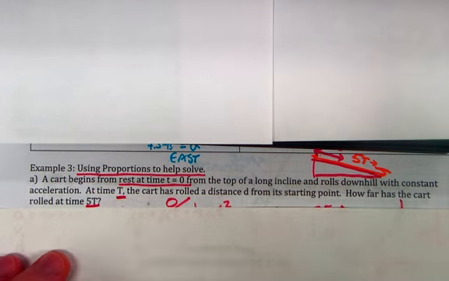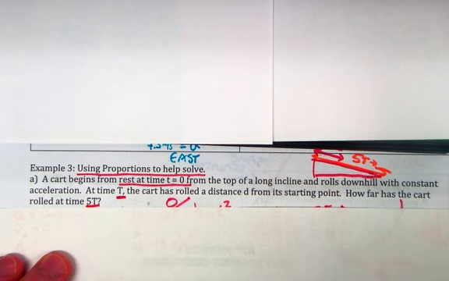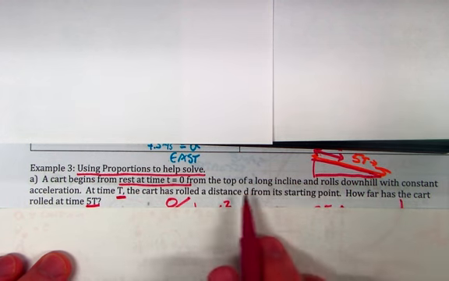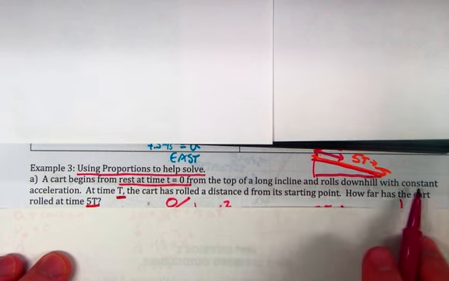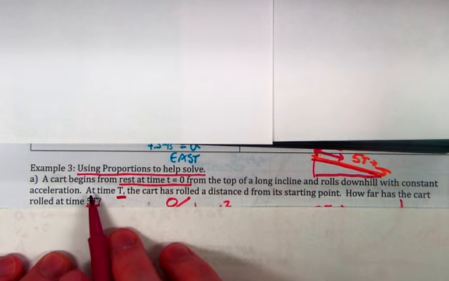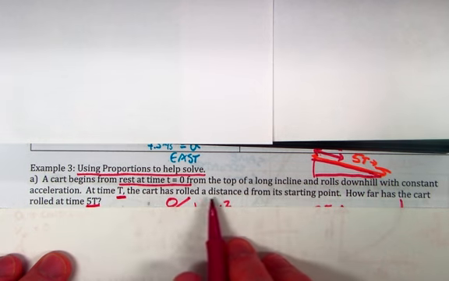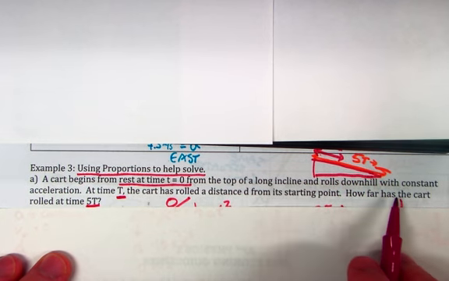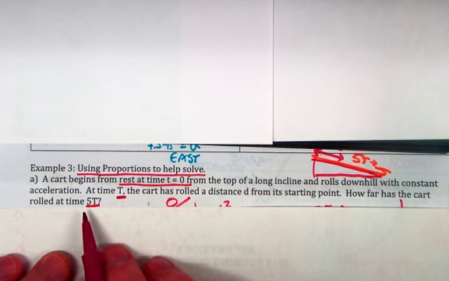Reading this problem: a cart begins from rest at time 0 on a long incline and rolls downhill with constant acceleration. At time t, the cart has rolled a distance d from its starting point. How far will the cart roll in time 5t?